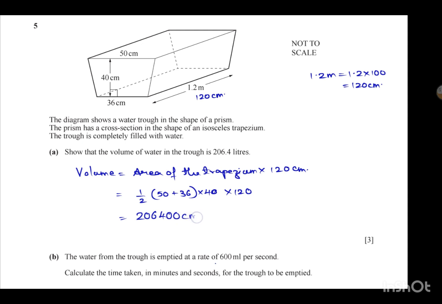206,400 centimeter cube. Now the question asked us to find out, and I mean the volume is already given. So they are given in liters. We got the answer in centimeter cube. So to get the answer in liters, you have to divide by 1000. 206,400 divided by 1000, we get 206.4 liters. This is the answer.